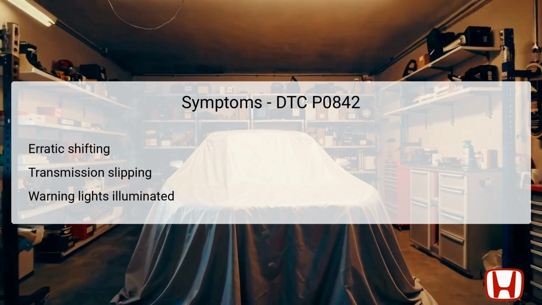Another symptom may include transmission slipping, where the vehicle fails to accelerate normally, causing a loss of power in driving. Additionally, warning lights on the dashboard might illuminate, alerting the driver to a system malfunction. Identifying these symptoms early and associating them with DTC P0842 assists in a timely diagnosis and repair, enhancing the overall driving safety and vehicle performance.